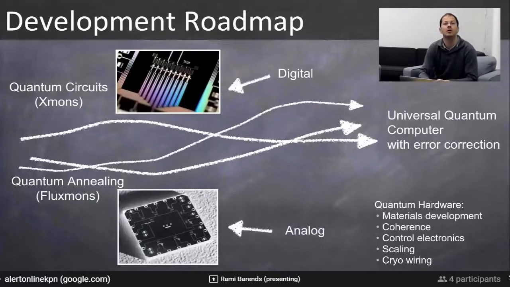At Google, we actually have two development routes. One is digital quantum circuits, and one is analog quantum annealing. Now, these are different routes, but there's a lot of overlap. We need to develop similar materials. We need to think about coherence. We need to develop electronics to control the whole thing. We have to figure out how to wire it up from room temperature all the way down to very low temperatures. So there's a lot of overlap here.